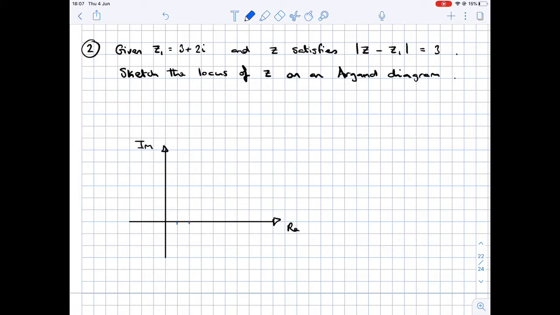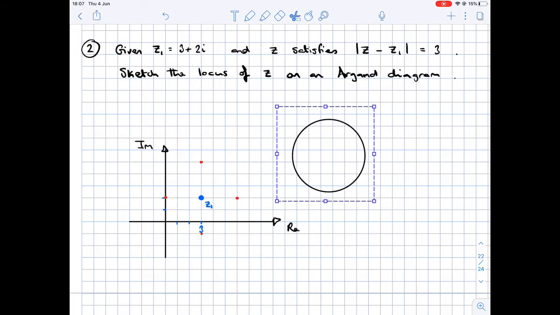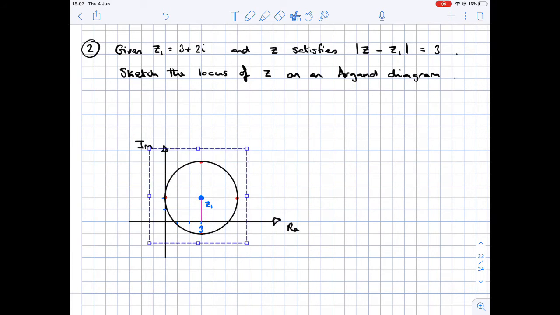So 1, 2, 3, 1, 2. So at this point, z1 is here. Next, we want to think of all of the points which are at distance 3 from that. So we could think to the right, we could think above, we could think to the left, and we could think below. So in this case, the locus are all of the points which are a distance of 3 from z1. So it's not too big a leap to realise that this maps out to be a circle.